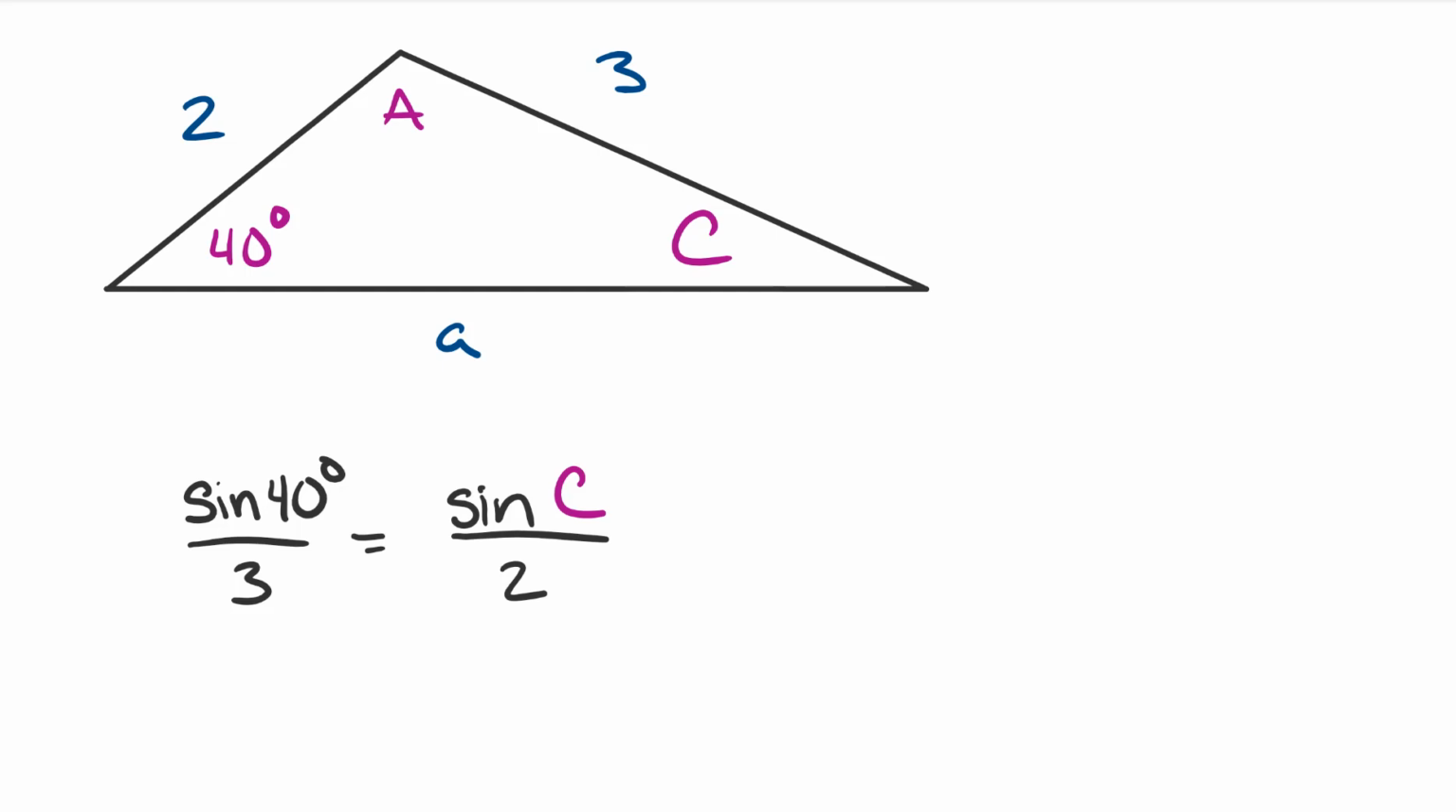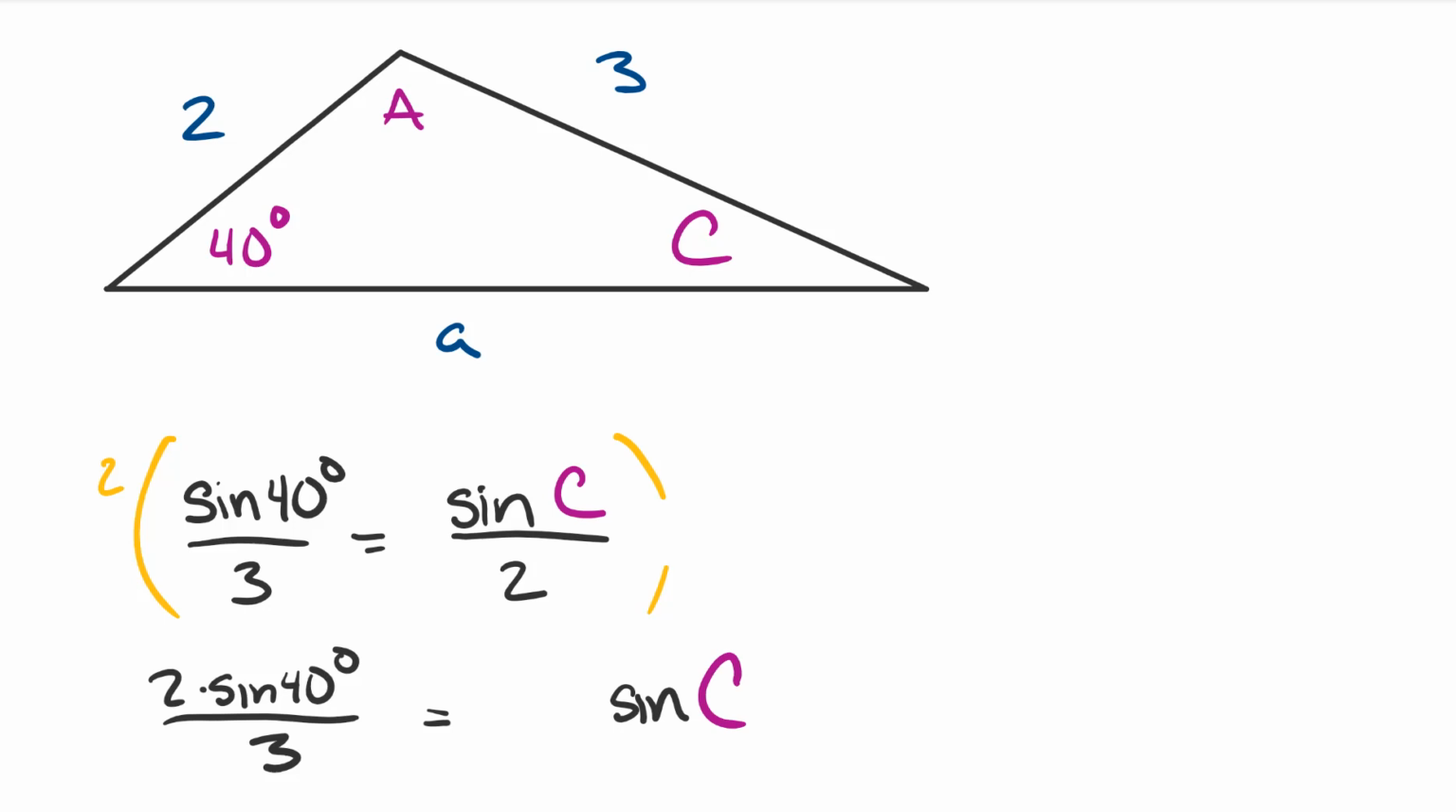Let's see why. We're trying to solve for C, but it's stuck inside of that trig function, so let's get the trig function by itself. Let's multiply by 2 on both sides of this equation. We end up with 2 times sine of 40 over 3 is equal to sine of C. And we're trying to get that C isolated. Why did we learn inverses? So we can get angles out of arguments. We need to hit both sides with a sine inverse.